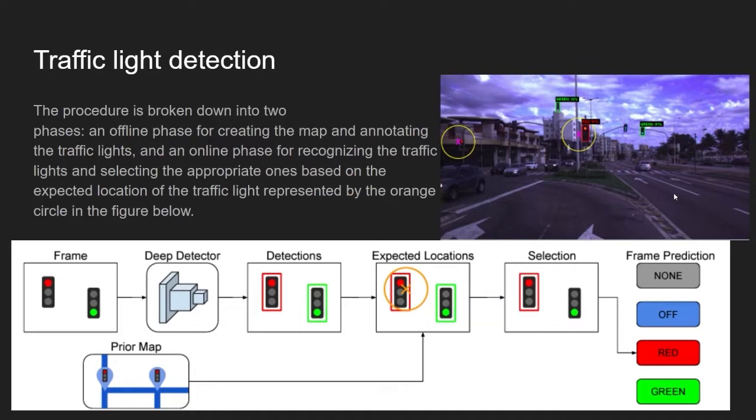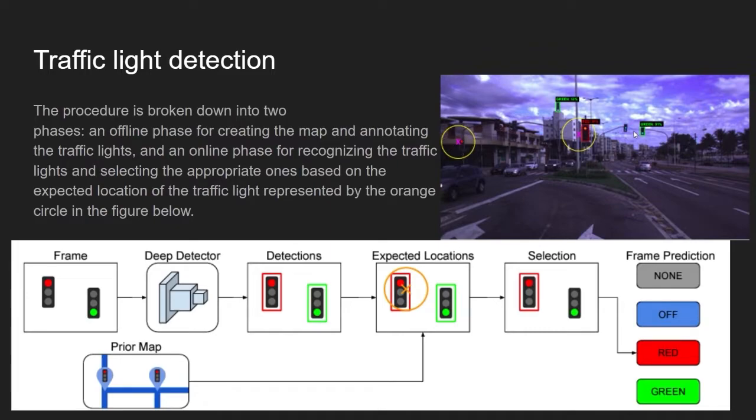So basically, we're going to detect the traffic lights, and then with the use of prior maps, we're going to see where the position of each traffic light is going to be, just so we can rule out all the false positives. As we can see, the green ones on the side here are not going to be counted, but the ones inside this yellow circle will be.